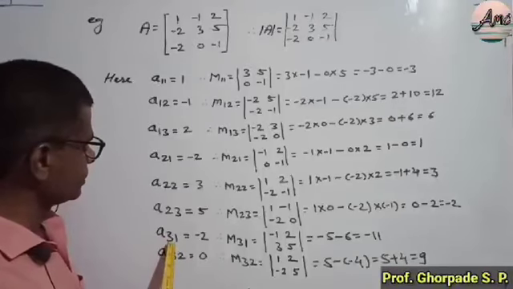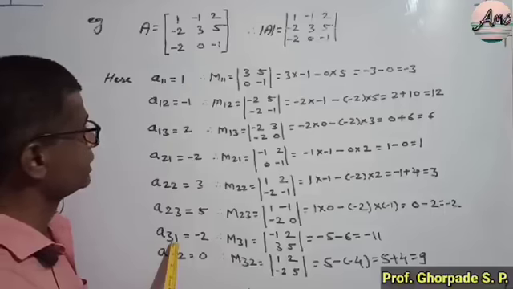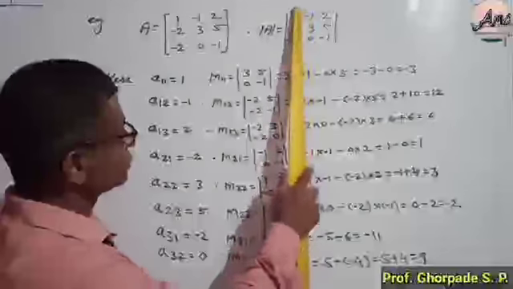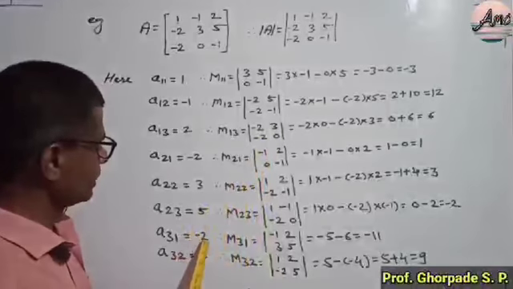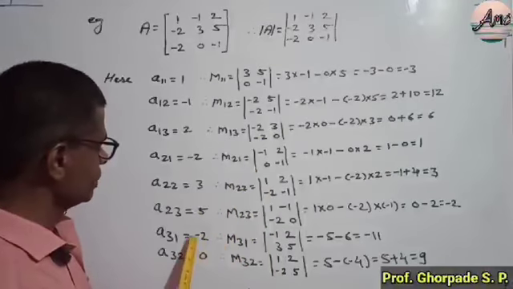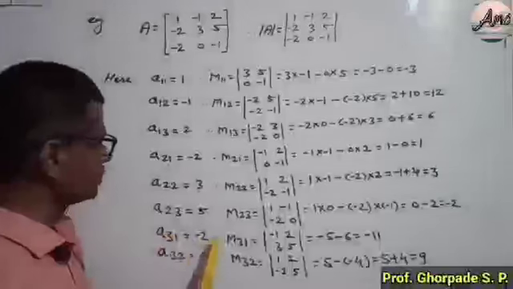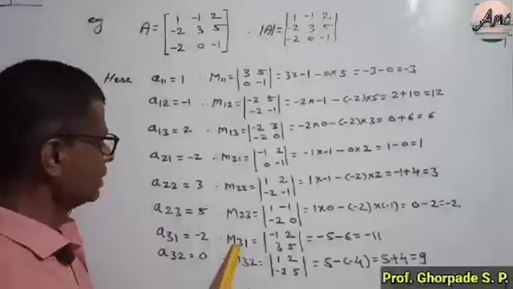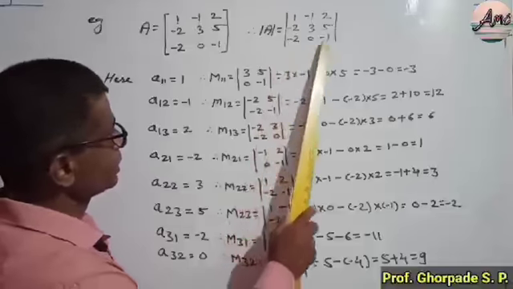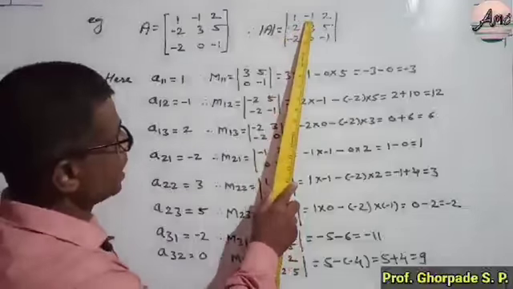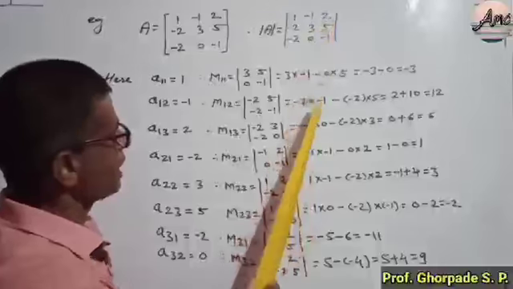A31 is the element present in third row, first column of the determinant. Third row, first column, which element is present? Minus 2. So we have to obtain the minor of this minus 2. So minor of A31 is denoted by M31, which is obtained by deleting third row, first column. If we delete third row, first column, what will we get? Minus 1, 2, 3, 5.